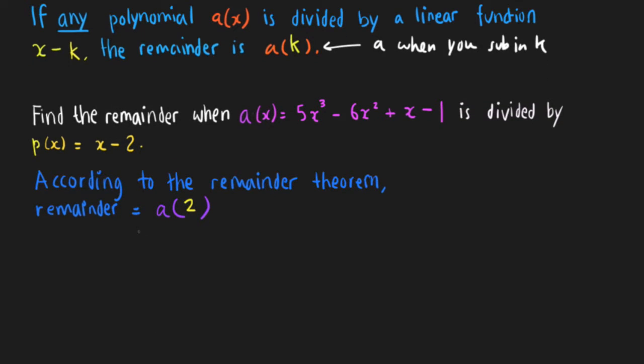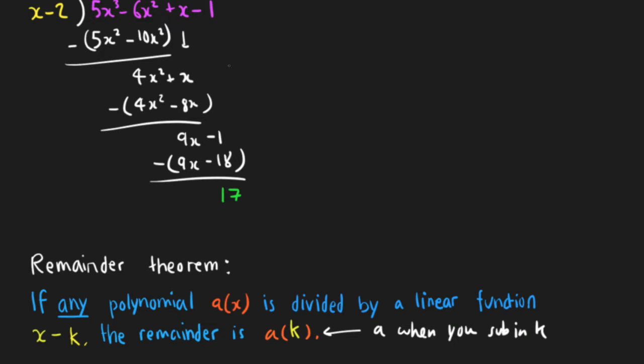So if we sub in 2, we're going to get 5 times 2 cubed, which is 8, minus 6 times 2 squared, which is 4, plus 2 minus 1. This becomes 40 minus 24, plus 2 minus 1 is 1. That is 16 plus 1, which is 17. 17 is exactly what we had before. If you recall what we did when we used polynomial long division, we got 17 as well.